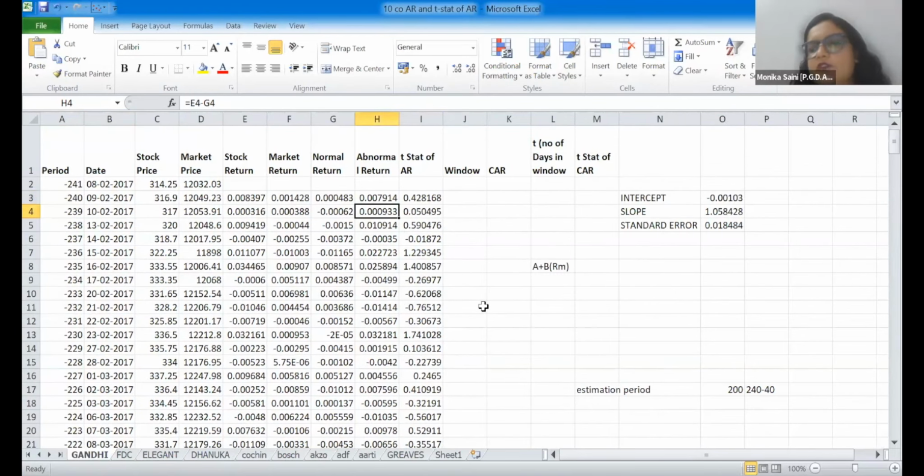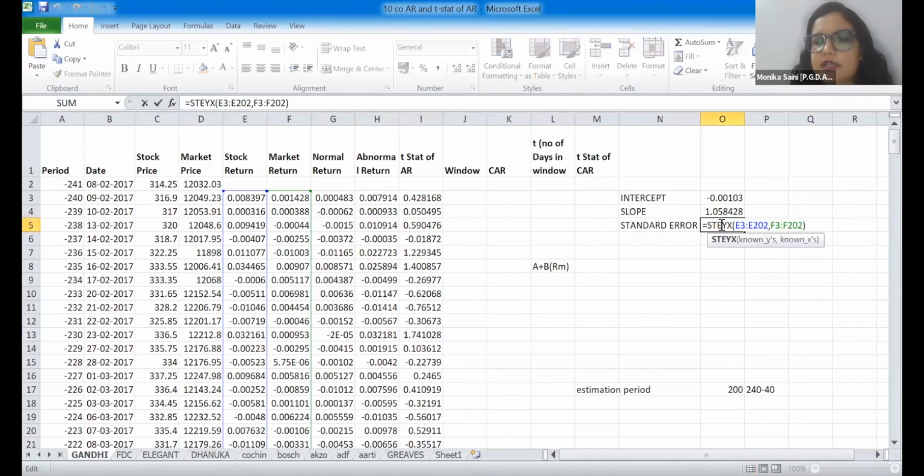Now, if we have to analyze a single company only, then there is no concept of average abnormal return. We have only one company. In that case, we can simply calculate the standard error by using the STEYX formula, and known y will be the stock return and known x the market return. And in this also, we will be taking till -41, till my estimation period ends.